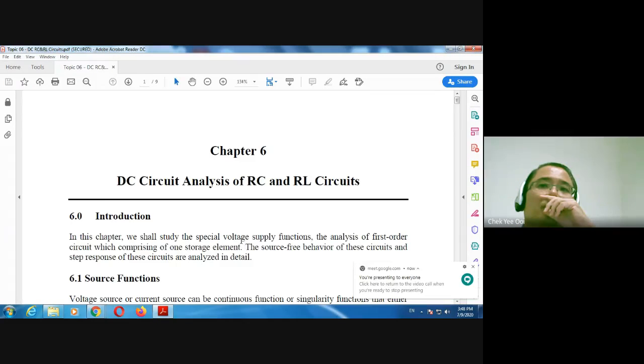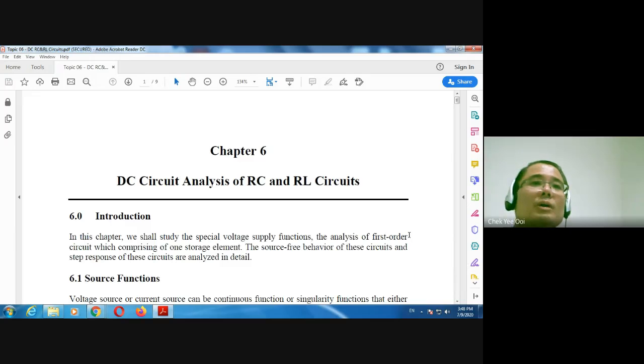Hello everybody. Today we're going to study a new chapter. We still focus on DC circuit analysis, but now we have combined a resistor with a capacitor or a resistor with an inductor. We want to do the DC circuit analysis of RC and RL circuits.